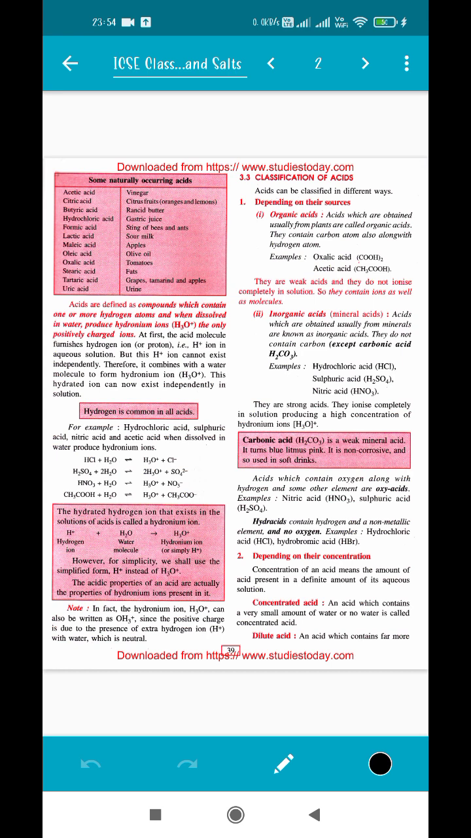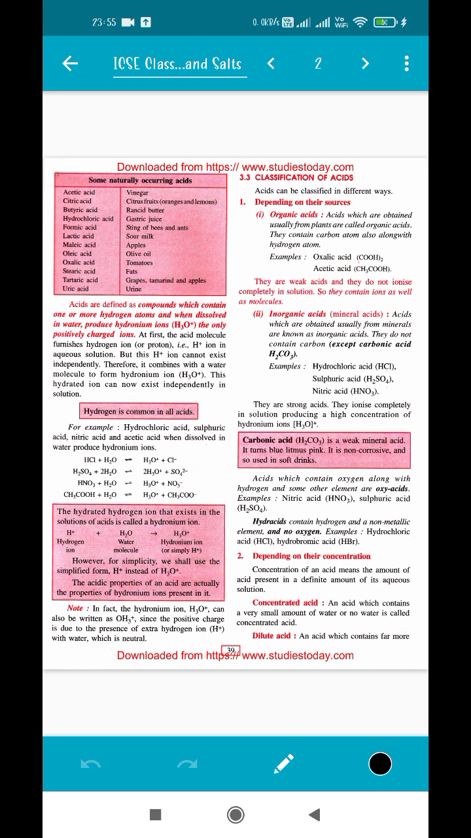Acids which are obtained usually from plants are called organic acids. They contain carbon atoms along with hydrogen atoms. Since we are talking about organic acids, carbon will always be a major constituent of these acids. These acids are derived from plants or plant products such as fruits, vegetables, etc., and they contain carbon along with hydrogen. So there are two examples.